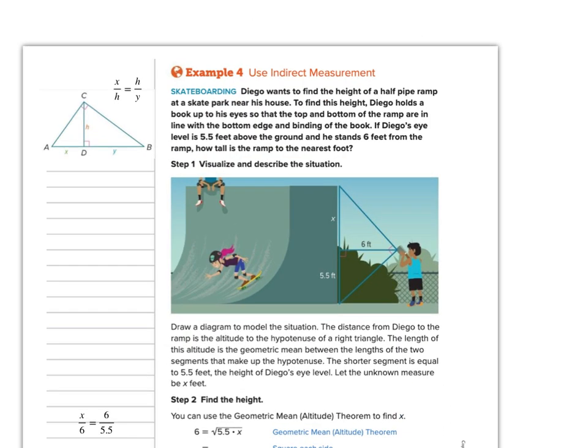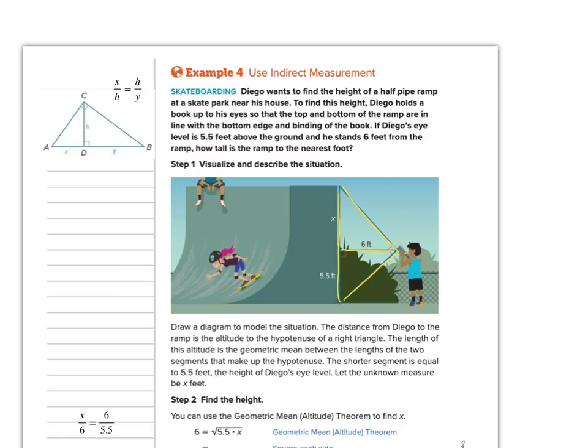And then here, looking at this, Diego wants to find the height of a half pipe ramp at a skate park near his house. To find this height, Diego holds a book up to his eyes so that the top and bottom of the ramp are in line with the bottom edge of the binding of the book. If Diego's eye level is 5.5 feet above the ground and he stands 6 feet from the ramp, how tall is the ramp to the nearest tenth? So just look at this as a right triangle. There is my right triangle.